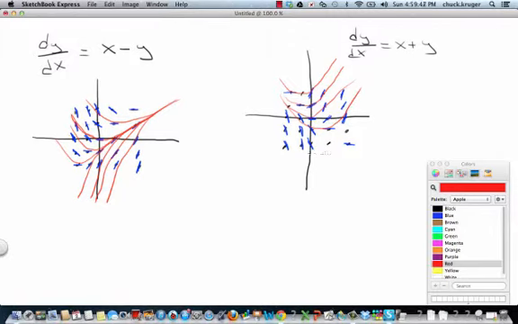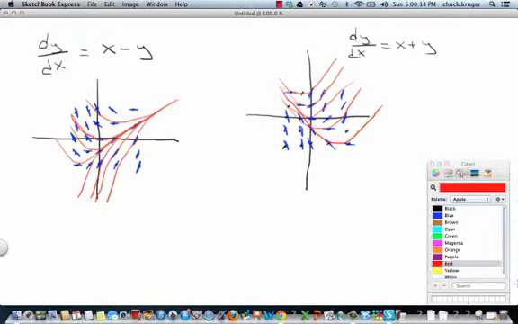I guess I missed some of these dots too, didn't I? So this is 1, negative 2 would be a negative 1. So it kind of looks like it's coming down here. So it looks like there's some type of limit right over there.